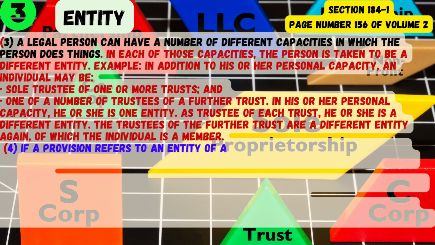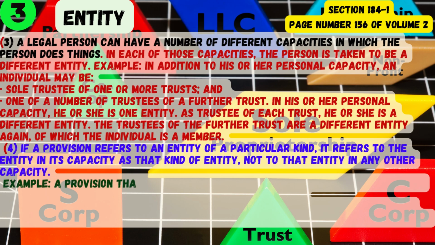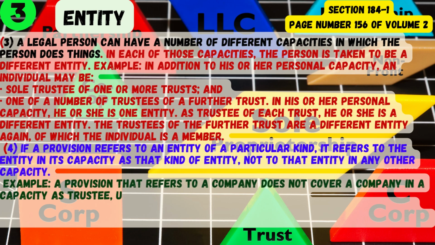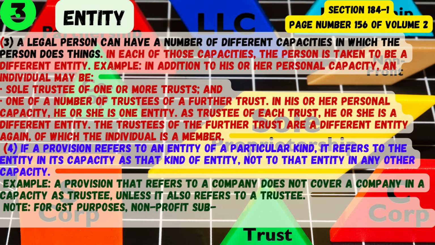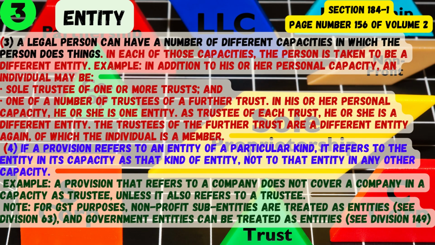Example: in addition to his or her personal capacity, an individual may be sole trustee of one or more trusts, and one of a number of trustees of a further trust. In his or her personal capacity, he or she is one entity. As trustee of each trust, he or she is a different entity. The trustees of the further trust are a different entity again, of which the individual is a member.